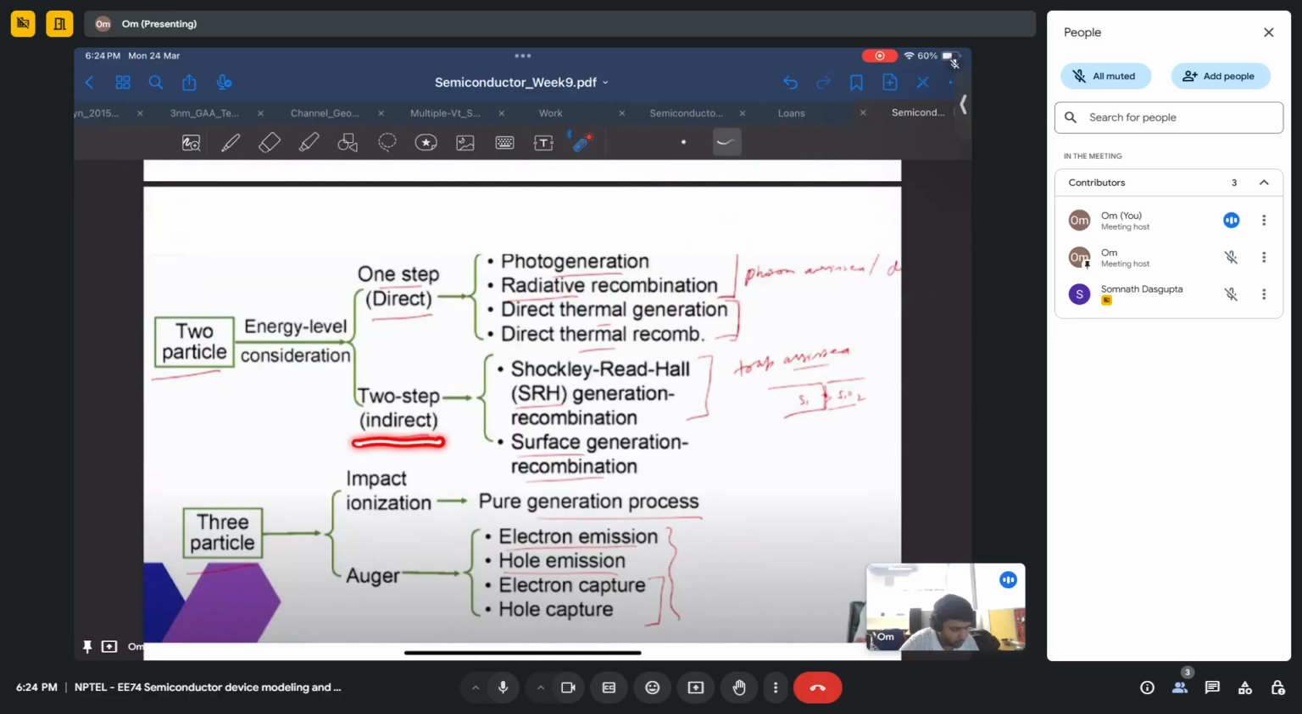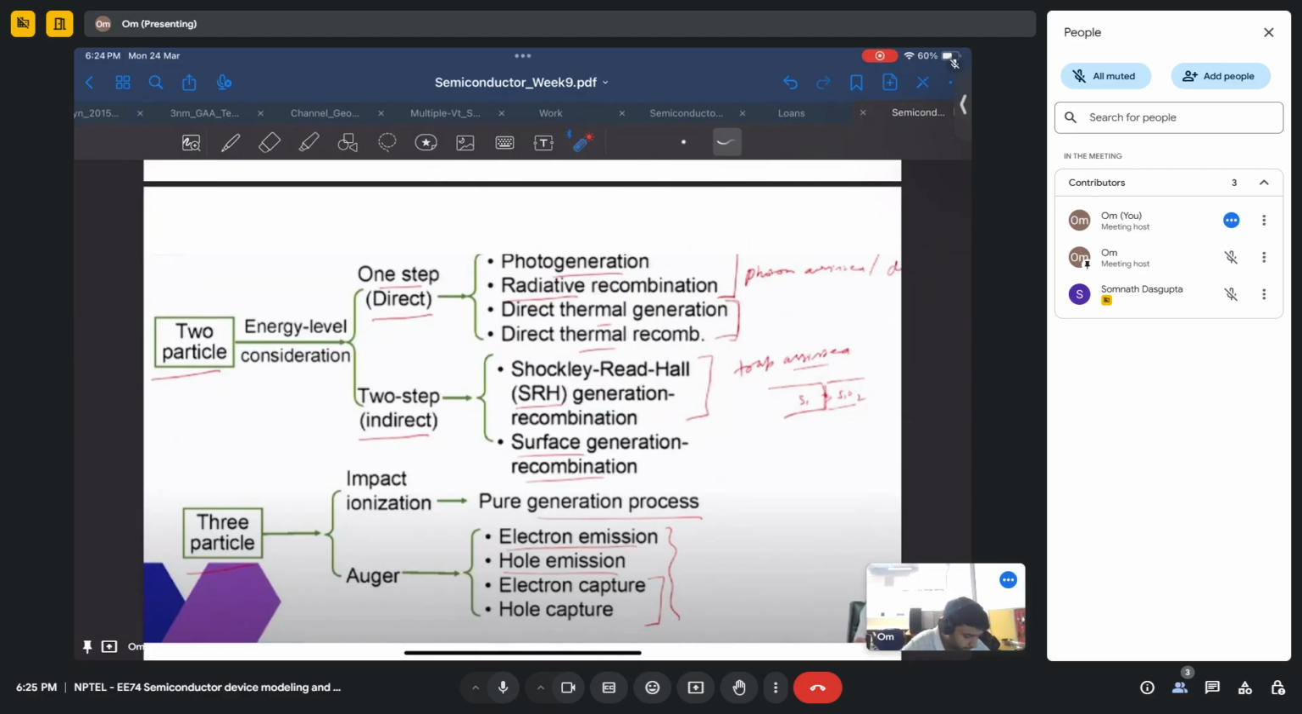In an indirect band gap semiconductor, all this happens in two steps, assisted by traps. Trap states in the band gap can act as an intermediate point where electrons and holes can come and recombine. Another is the surface generation recombination, where if there is an interface where the semiconductor material is terminating, generally there are a lot of dangling bonds which create a lot of surface states, which act as sites for generation and recombination processes.